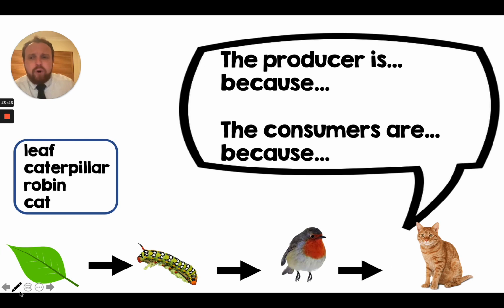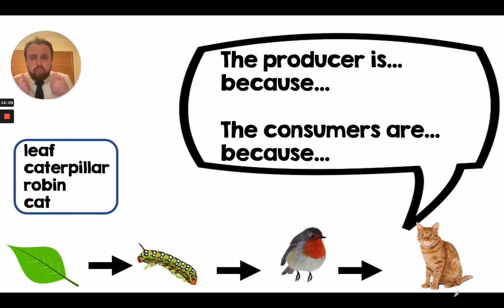Now we've got 4 things in this food chain. So I've expanded it slightly. We've got a leaf, a caterpillar, a robin, and a cat. And the arrows show again eaten by. The leaf is eaten by the caterpillar, which is then eaten by the robin, which is then eaten by the cat. So once again, to start with, we're going to talk about producers and consumers.